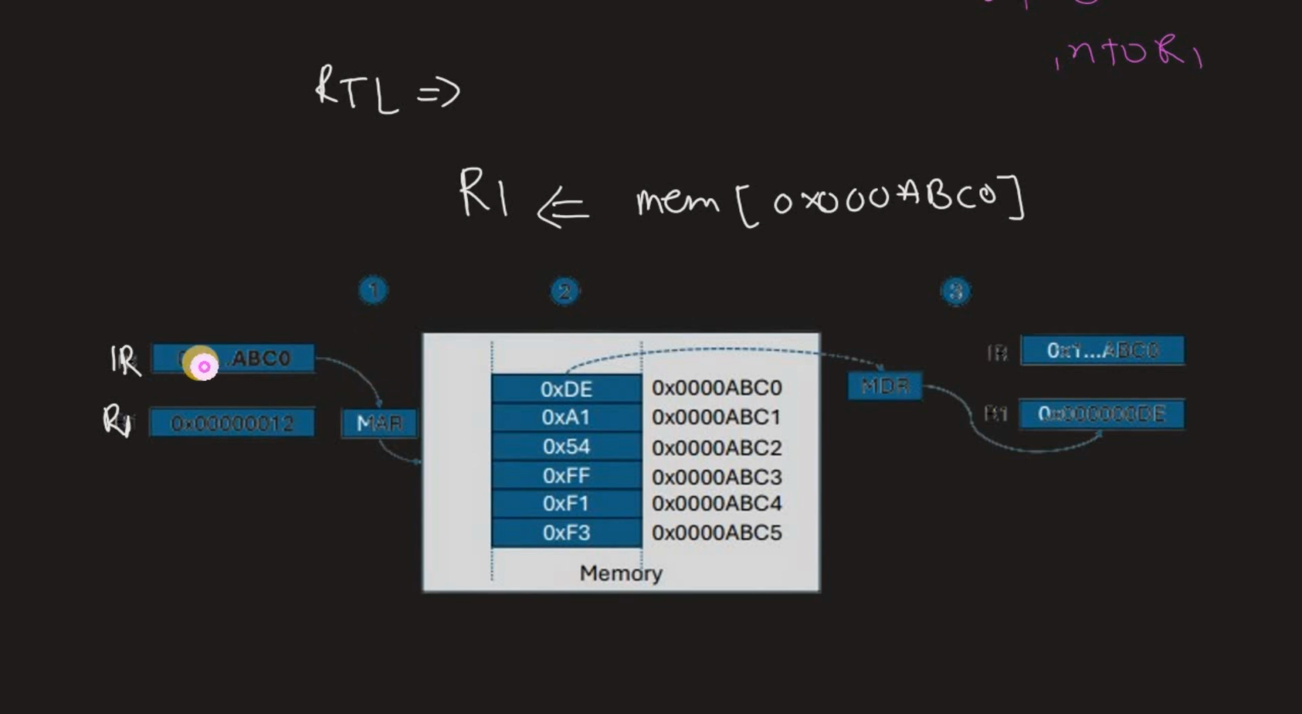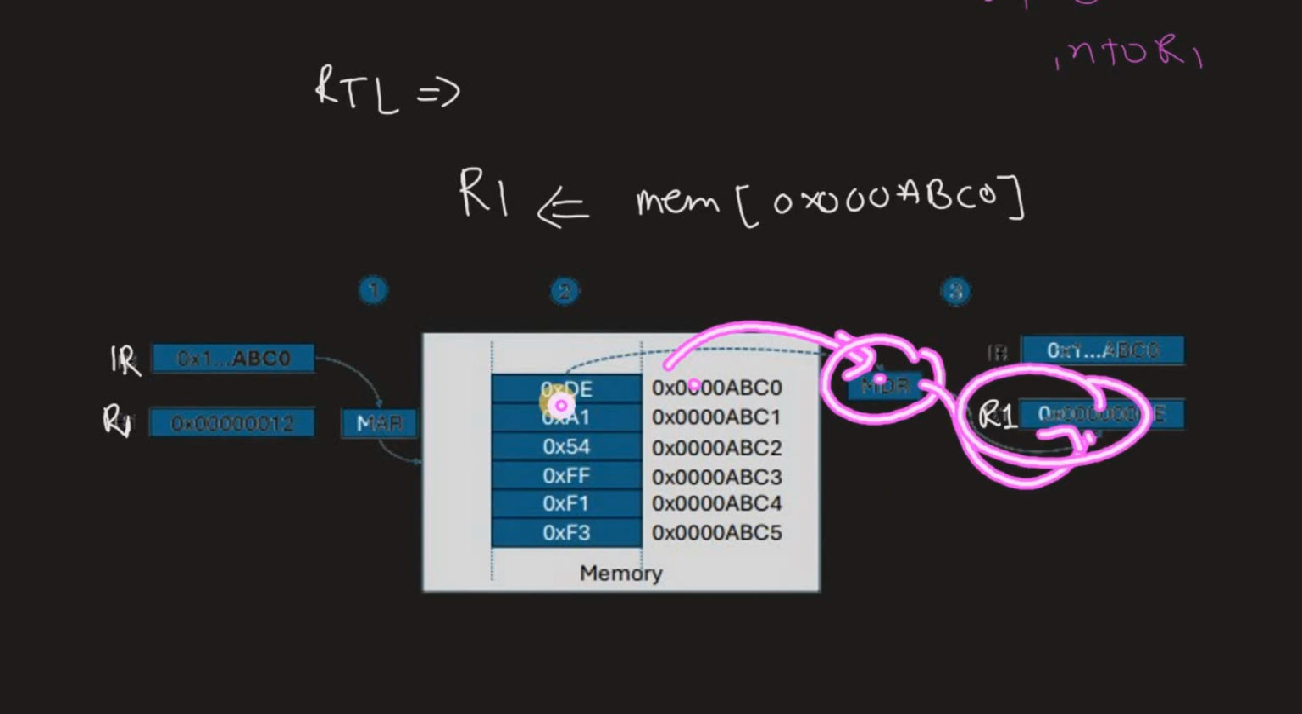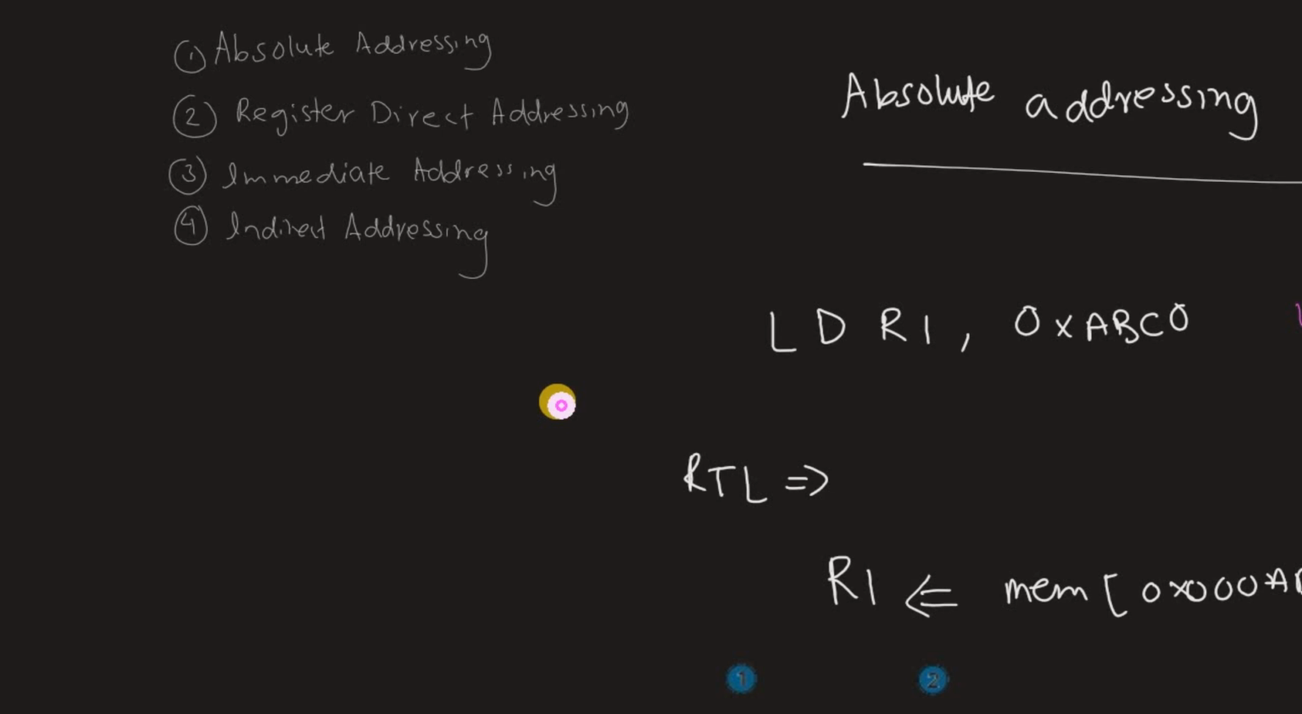It holds the address, right? So we're placing the absolute address from the IR into the MAR, and then we read memory. The read places the contents into the MDR, the memory data register, and then the MDR moves the contents into R1. So from IR to MAR, from MAR reading memory, placing the content into the MDR, and from the MDR to R1. This is absolute addressing, or direct addressing.